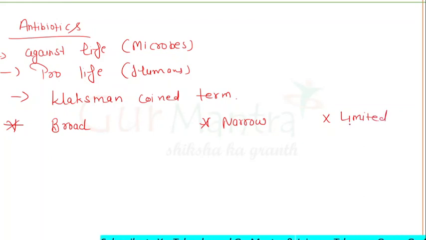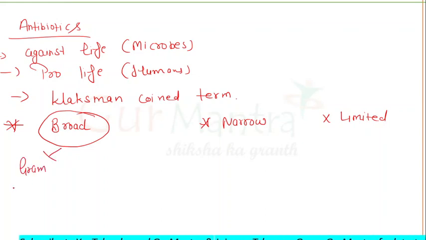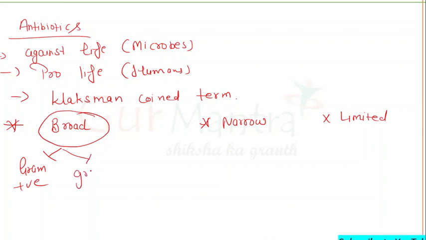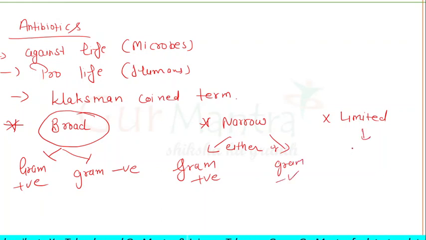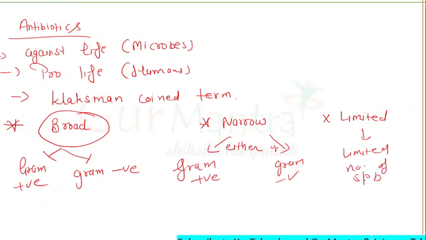There are broad spectrum antibiotics, narrow spectrum antibiotics, and limited spectrum antibiotics. Broad spectrum can inhibit the growth of gram positive as well as gram negative. Narrow spectrum works on either gram positive or gram negative. Limited spectrum antibiotics are used on a limited number of species, and they can have a cidal effect or even a static effect.